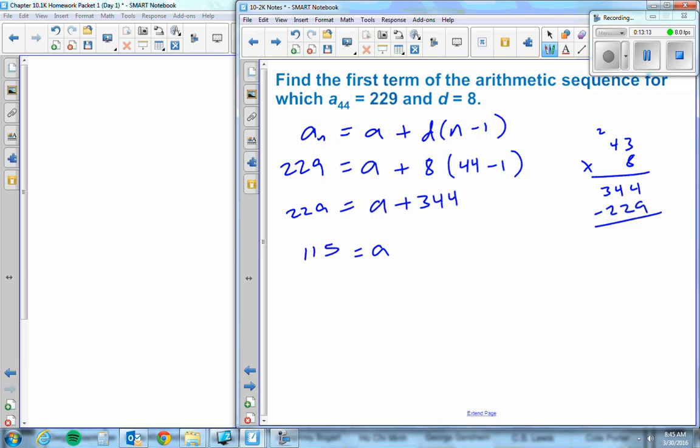That's correct, except for one thing. Yeah, I was supposed to be subtracting 344 from 229. I didn't set it up that way because you always set up subtraction this way, but remember it is a negative. And we're done, right? Because it said find the first term, and that's what this represents. Okay.